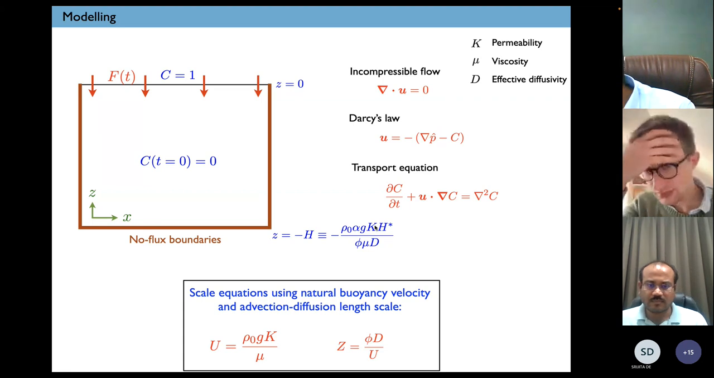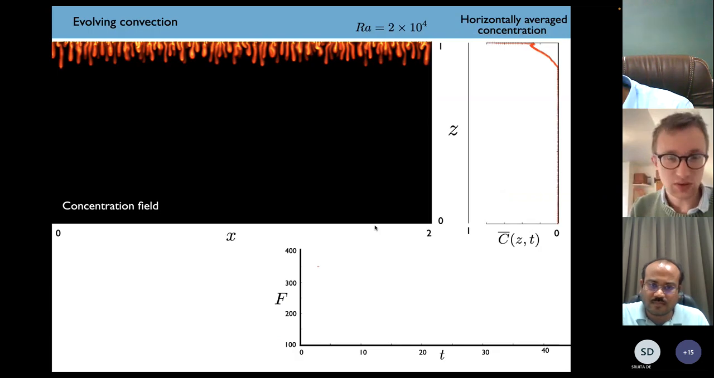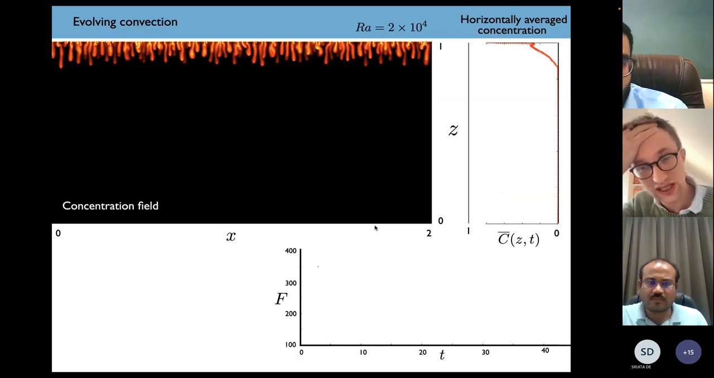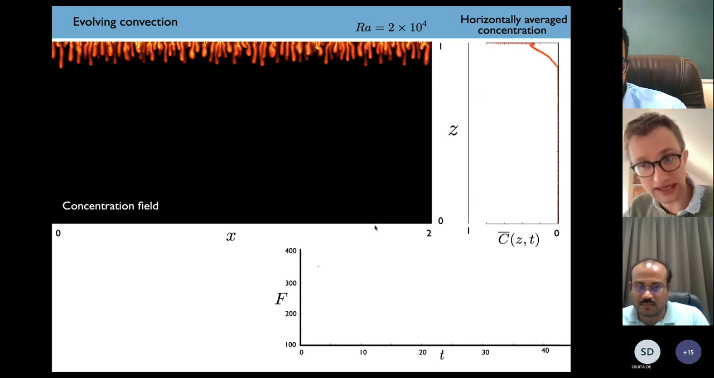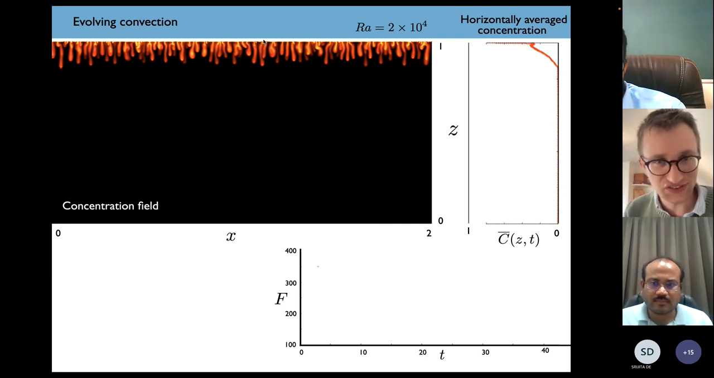Okay, that's what we're going to do. So without further ado, let me just quickly show you a simulation result in a homogeneous medium. So there's no layers here. This is just a uniform porous medium. Unfortunately, for historical reasons, this movie doesn't start with the initial condition. It starts after some time.